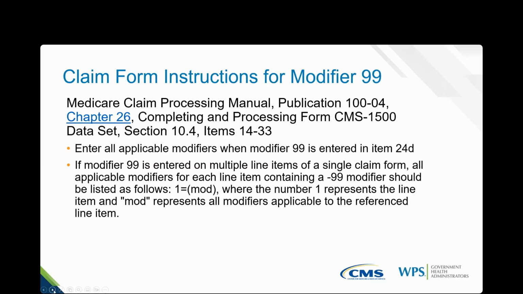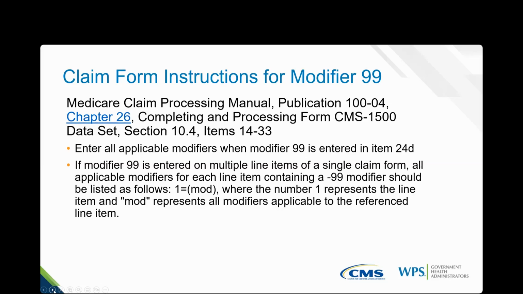So if there's more than 5 modifiers you need to report on claim detail line 1 and also on claim detail line 2, up in item 19, you're going to have to indicate line 1, add all of the modifiers, and then line 2, and add all of the modifiers. All of that information needs to be reported.